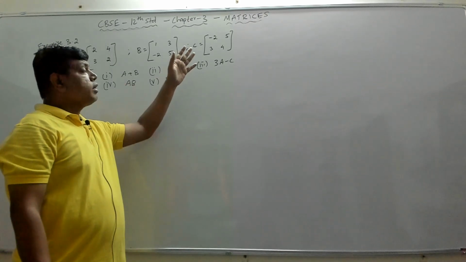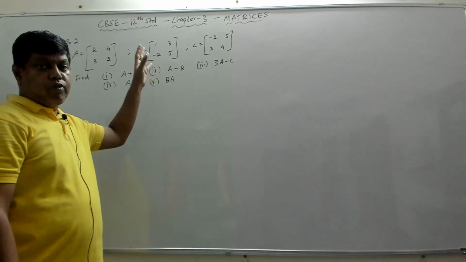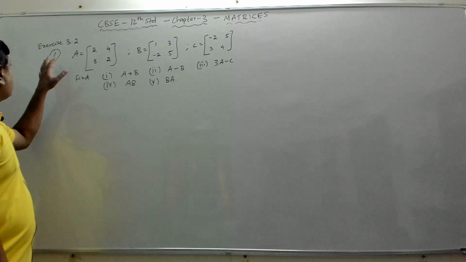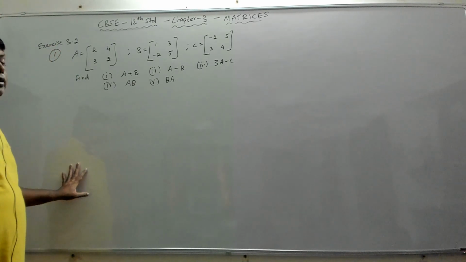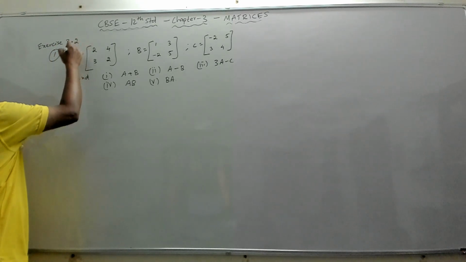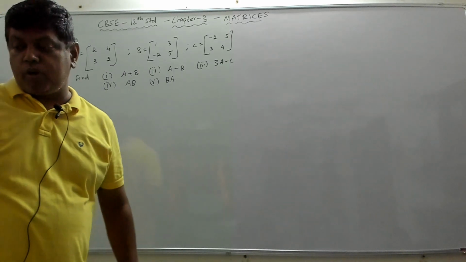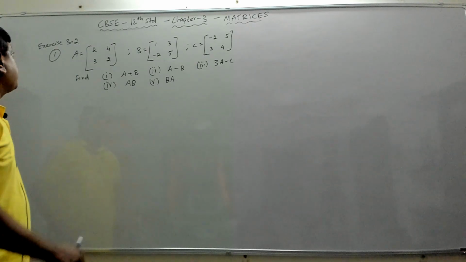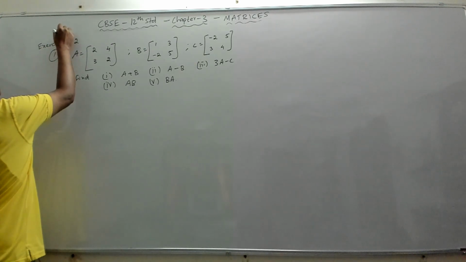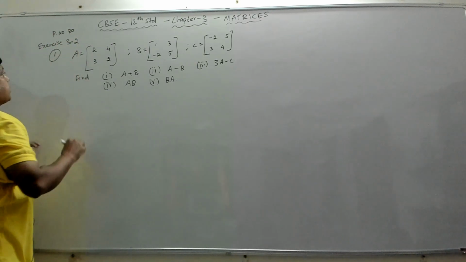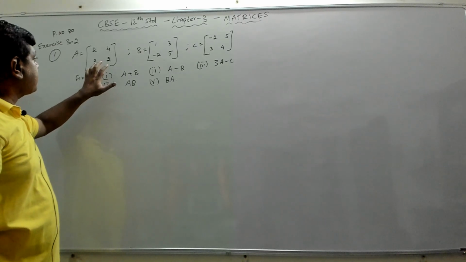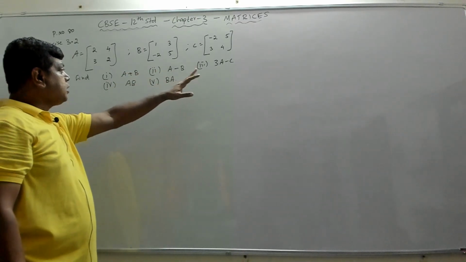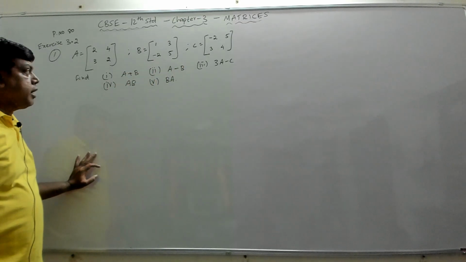In this video, we'll continue with the chapter matrices from your 12th standard CBSE mathematics. So we'll continue with exercise 3.2, problem number 1 in your textbook, page number 80. It is 3.2, first problem. So matrices A, B, C are given. We need to find the matrix A plus B, A minus B, 3A minus B, AB and BA.